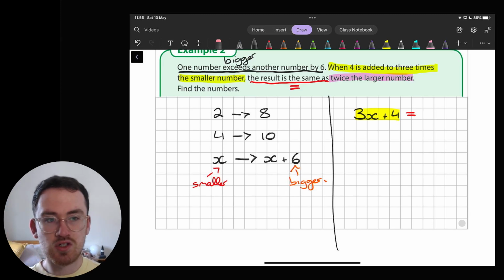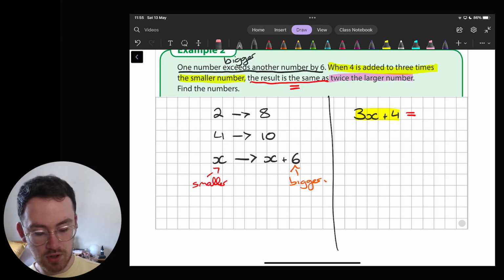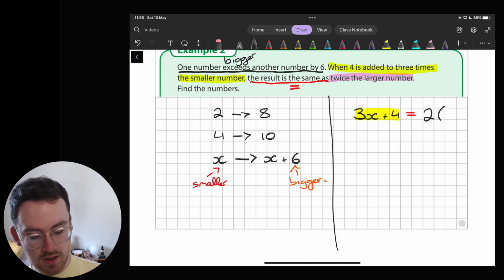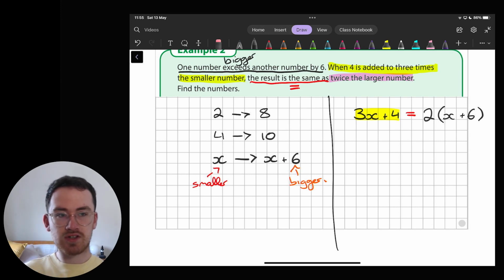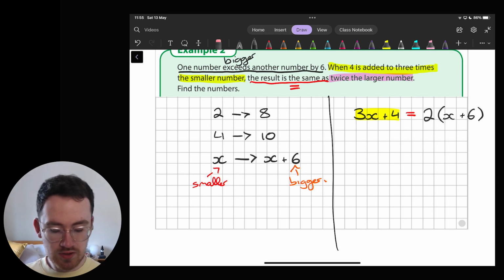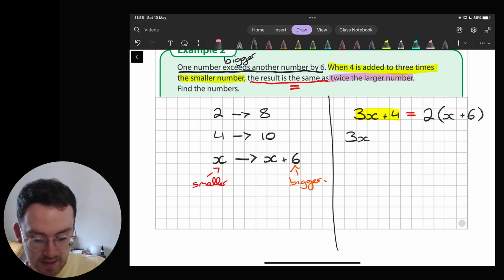Result is the same as twice the larger number. So twice the larger number. My larger number was x plus 6. So now we have a bracket involved. Okay, so we're solving an equation now that has a bracket, but we know how to do that. So we start by multiplying out that bracket. We get 2x plus 12.